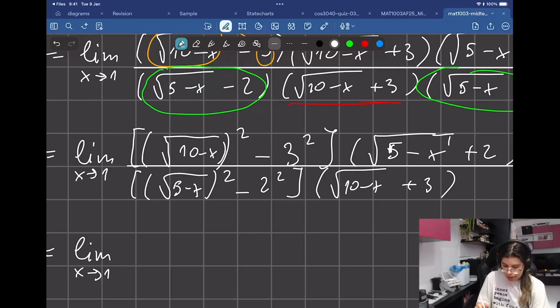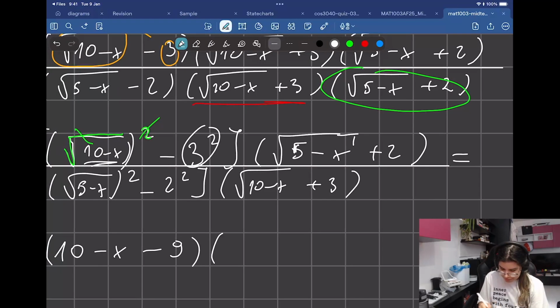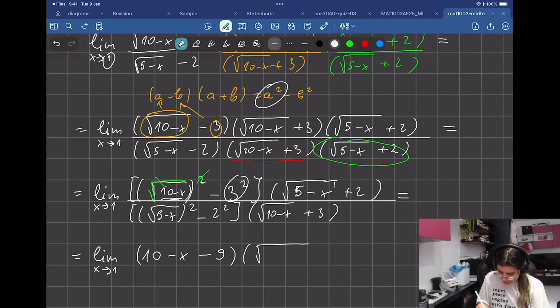Now here, I'll just expand, right? If I have a radical raised to the second power, the radical and the power just cancel out, and I'm left with whatever is inside of the radical. So that's going to be 10 minus x. And then I have this minus 9, right? And I don't even need these square brackets anymore. I can keep it like that. And then I just copy the rest of it. So it's going to be square root of 5 minus x plus 2.